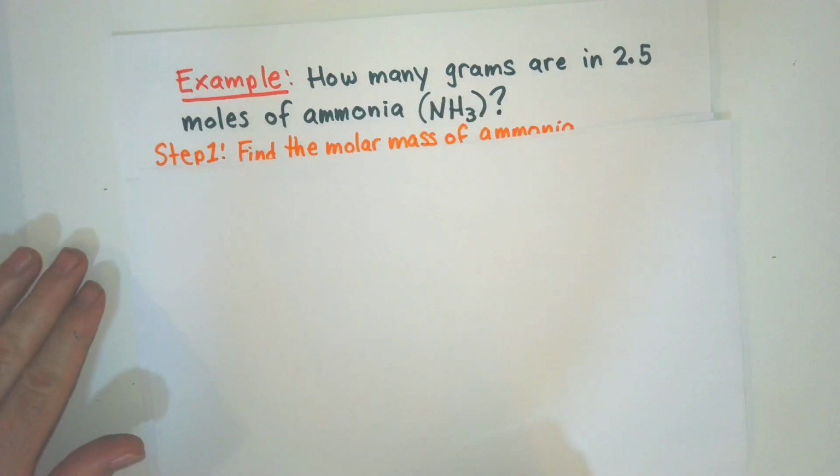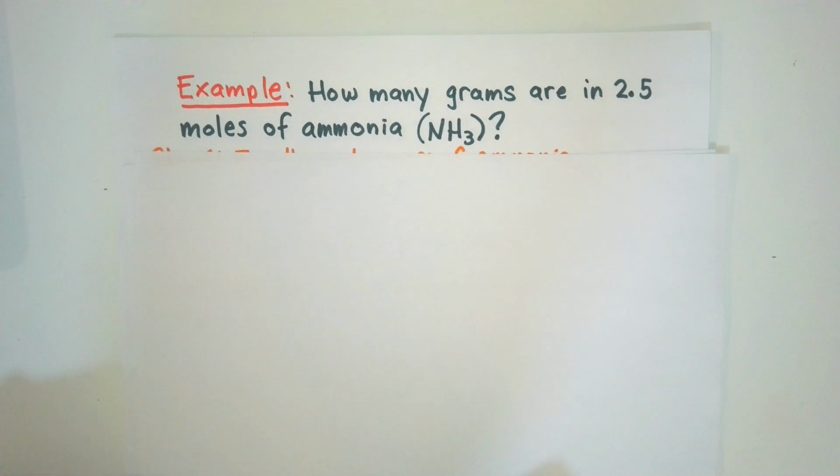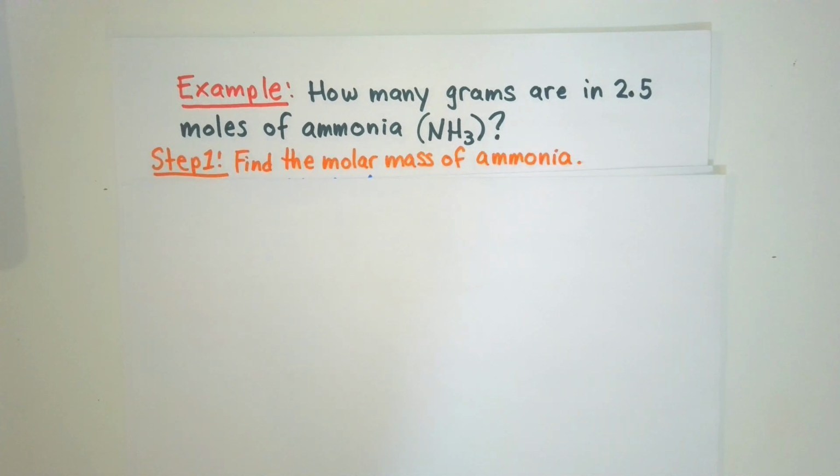All right, so in our example here, we have: how many grams are in 2.5 moles of ammonia? The first step is we're going to find the molar mass of ammonia. We're going to look at the molecular formula. We are going to take each element and determine the mass of each element. So for nitrogen, it has 14.01 grams per mole. That is the mass number from the periodic table.